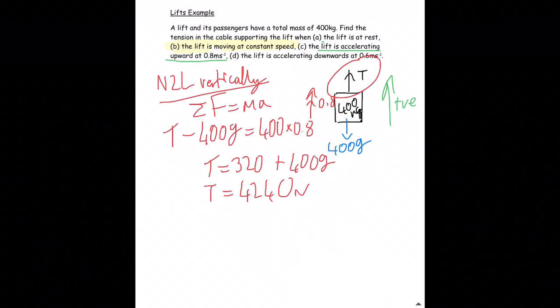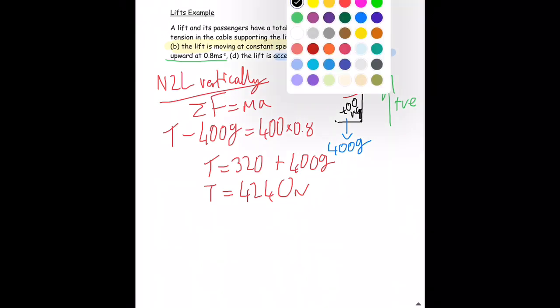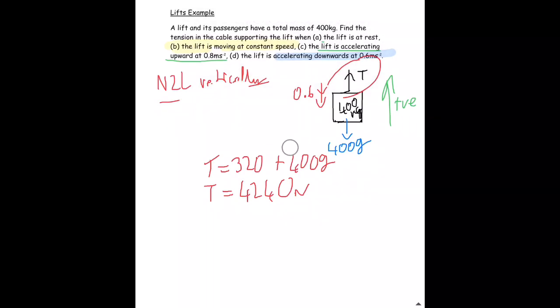D then asks us, what if the lift is accelerating downwards? The lift is 400 kilograms. Your acceleration is downwards, 0.6 meters per second squared downwards in this scenario.